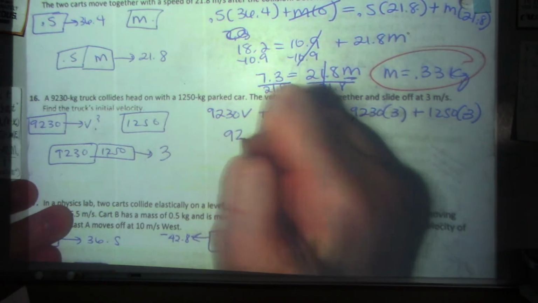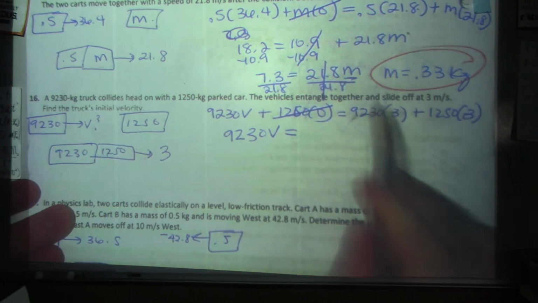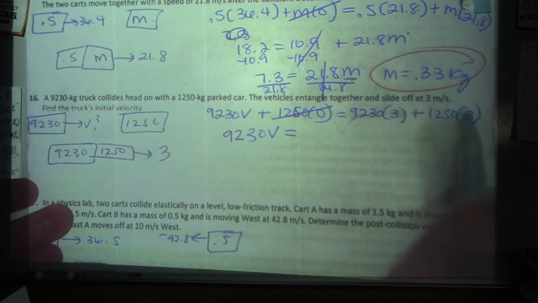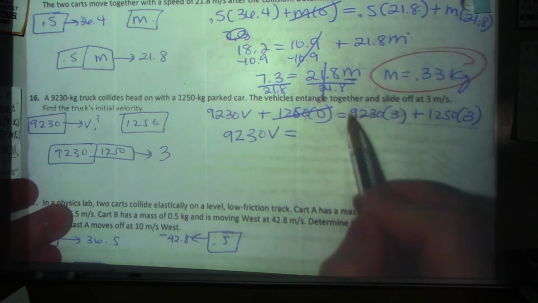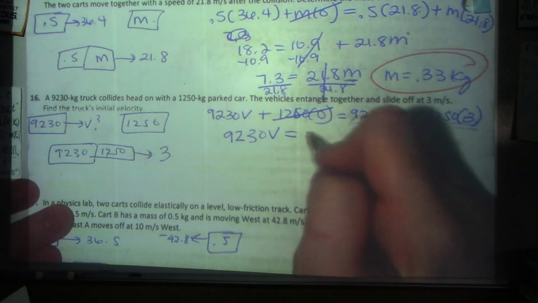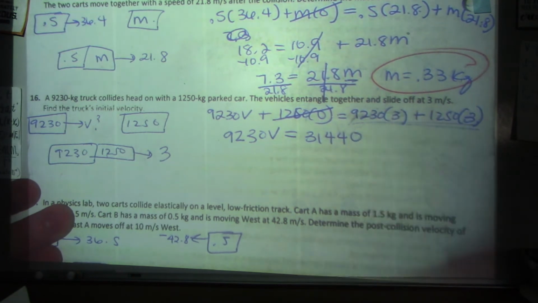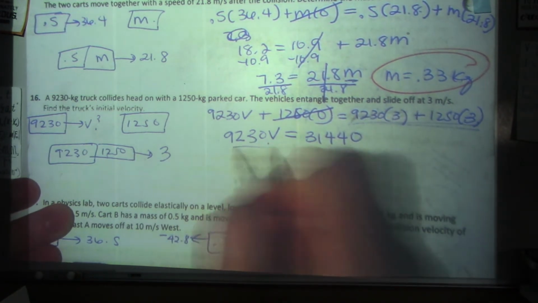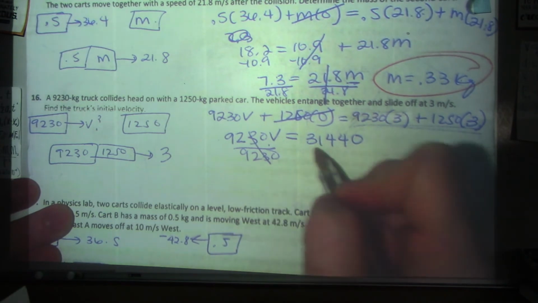So on the left, we get 9230v. On the right, this number plus this number, you can combine because they're just like terms, so just put it in your calculator. You get 31,440. And now trying to get v by itself, so we need to cross off the 9230 right here.